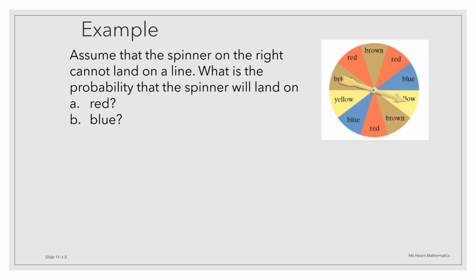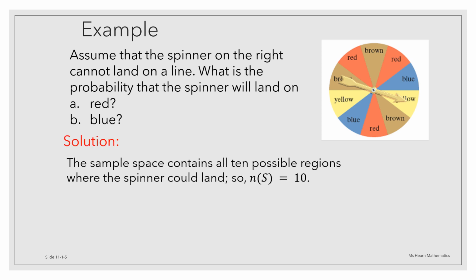Here's another example. Assume that the spinner on the right cannot land on a line. What's the probability that the spinner will land on red or blue? Let's start with red. The sample space contains all 10 possible regions where the spinner could land that are equally sized, so there's an equal chance of any one of them happening. So the number of items in the sample space is 10. Now, the number of ways that a red can occur is 3.